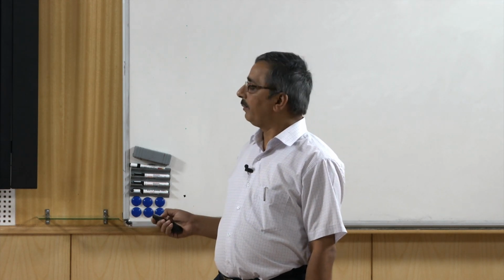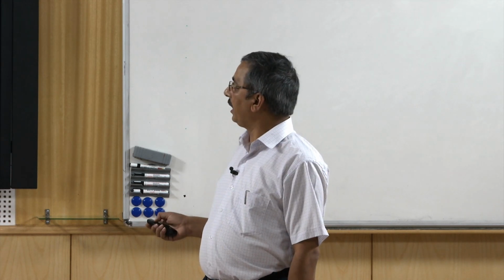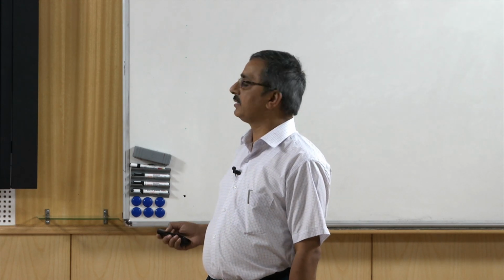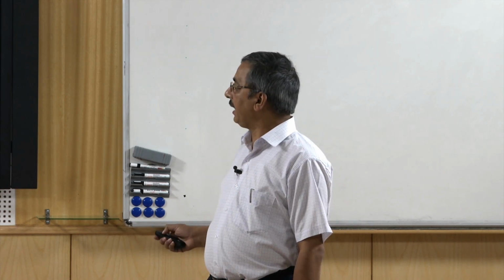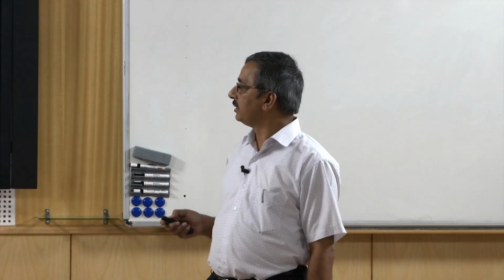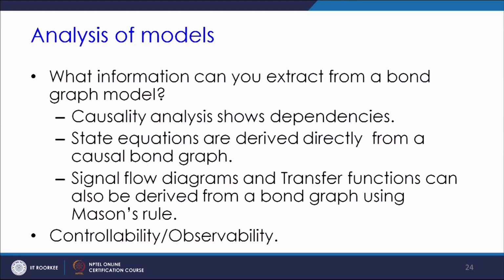Now, through causaling we can analyze our model, as we know that the causal analysis shows the dependencies, and we can derive the state equations directly from the causal bond graph model, which we will look at in one full half-hour lecture on the derivation of the system equations. We can derive the signal flow diagram and transfer functions using Mason's rule and the bond graph, and we can do the controllability as well as observability analysis from here.